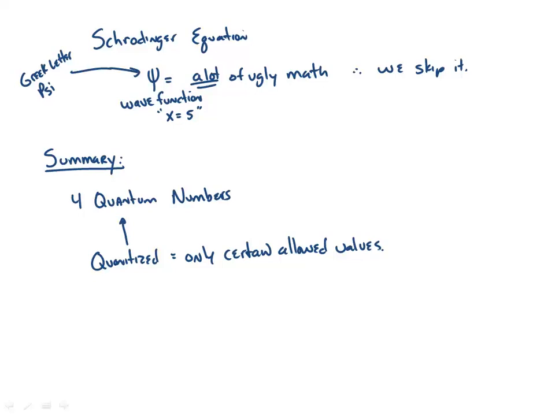And so what we're going to describe for each number is the name and symbol, I guess. And so what you're going to be held responsible for is the name and symbol. You should know the allowed values. And you should know what about an electron it describes.